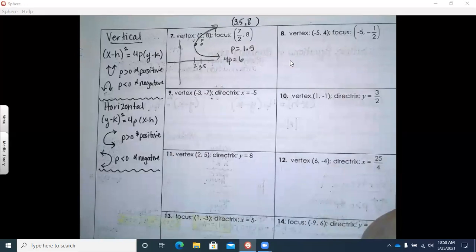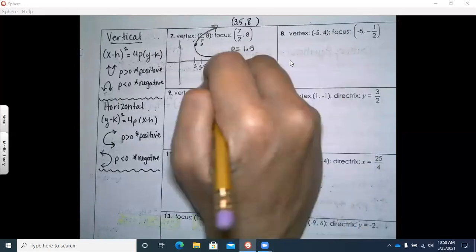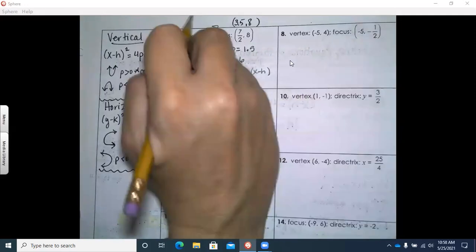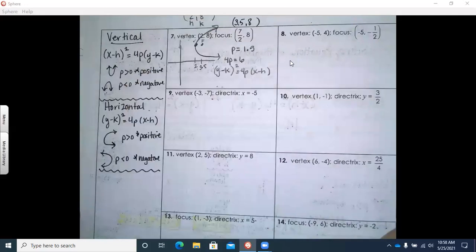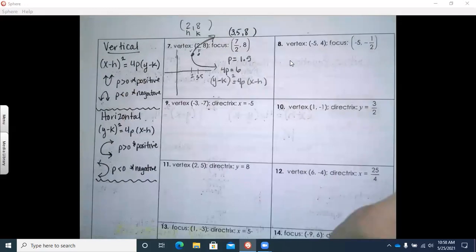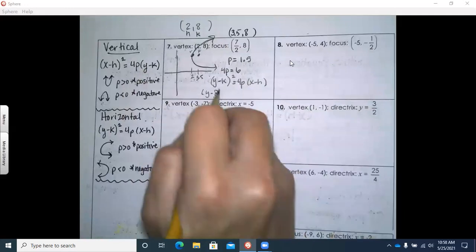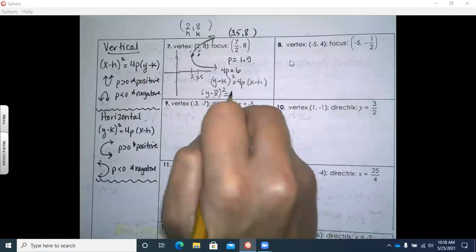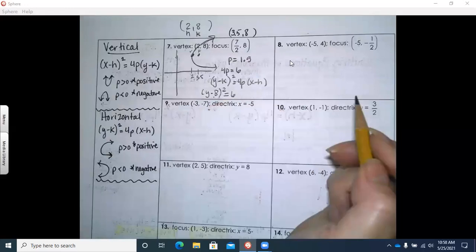All right, so if it opens to the right, it is horizontal. So we use (y minus k) squared equals 4p times (x minus h). All right, so my vertex was (2, 8). h is 2, k is 8. So for y minus k, we will do (y minus 8) squared equals 4p, which is 6, times (x minus 2).